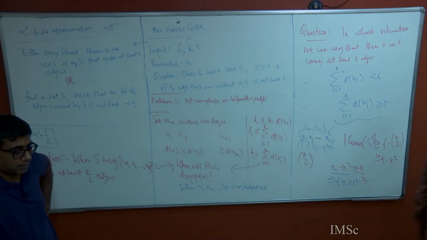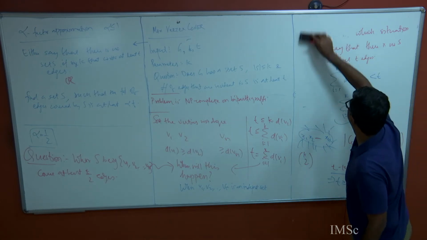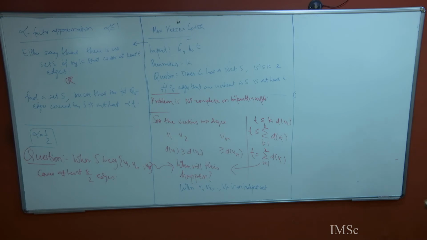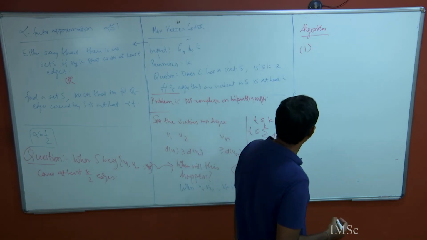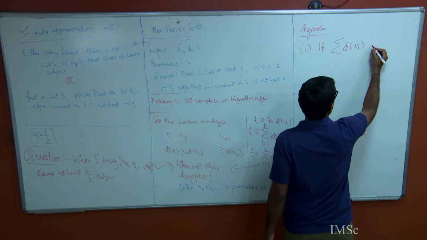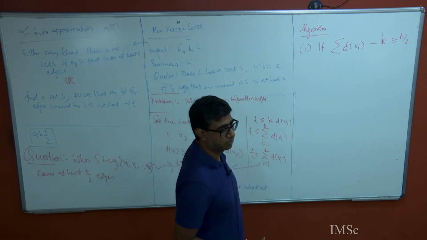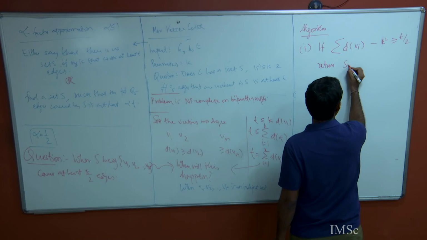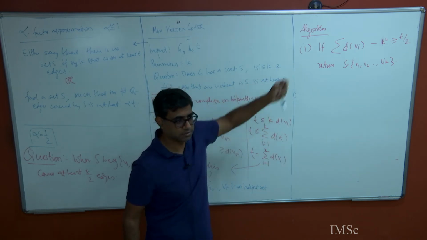Okay. And so now I told you both situations. So let's write down the whole algorithm properly. The algorithm is fairly simple, right? What is the first situation? If the summation of d(v_i) minus k square is greater than or equal to t by 2, then what did we say? Return S equal to v1 to vk. That's a factor half approximation, and we can count this. This is poly time.